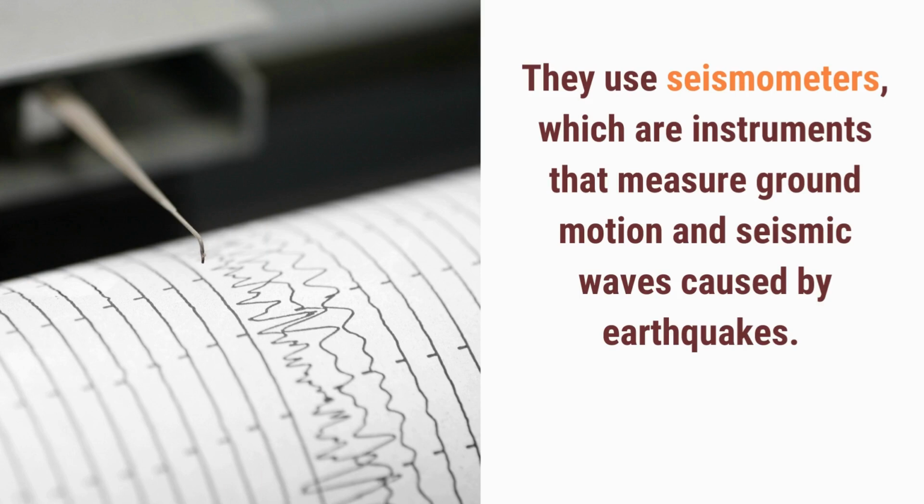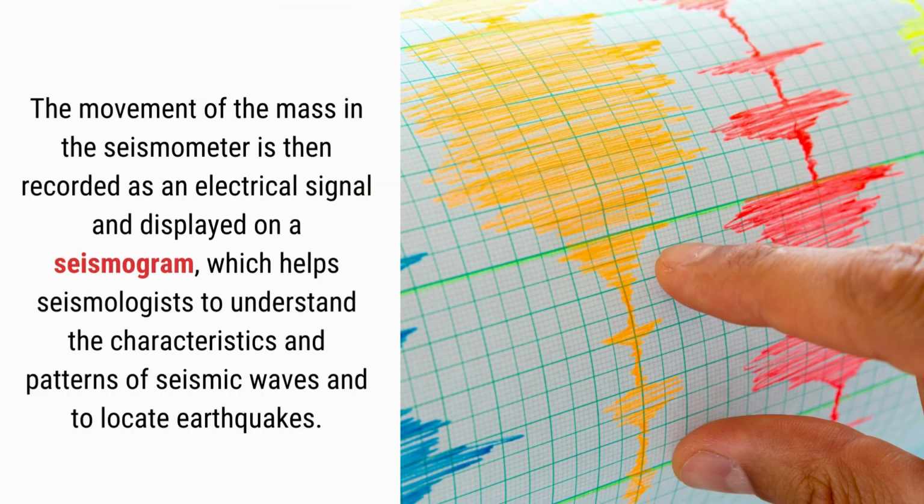They use seismometers, which are instruments that measure ground motion and seismic waves caused by earthquakes. The movement of the mass in the seismometer is then recorded as an electrical signal and displayed on a seismogram, which helps seismologists to understand the characteristics and patterns of seismic waves and to locate earthquakes.